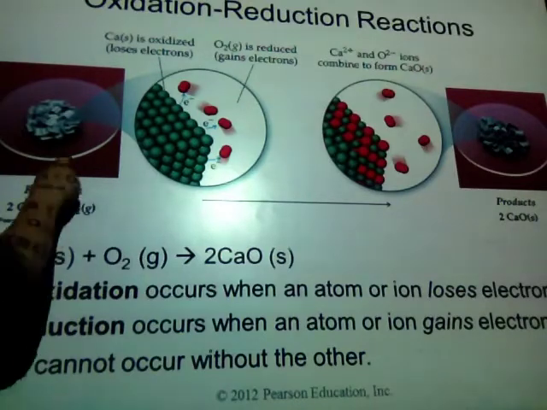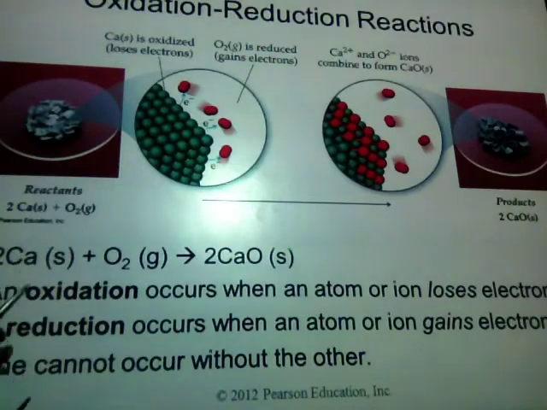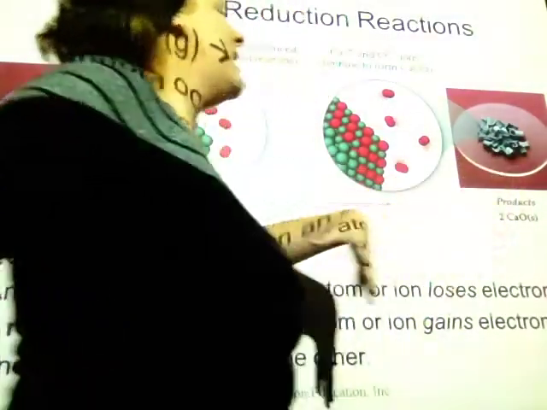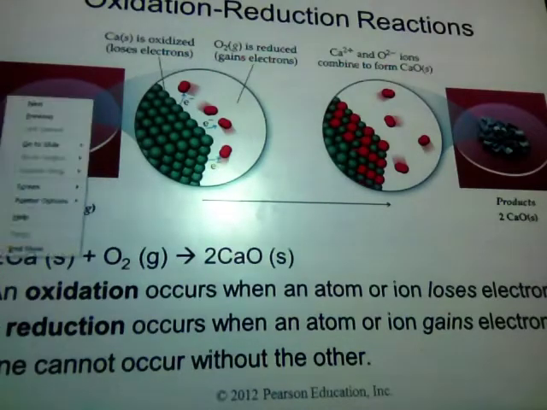I had some calcium pieces of metal that were here. This calcium was reacting in the air, specifically with oxygen in the air. Because of that, it produced a metal oxide, calcium oxide. So calcium, in this case, is oxidized, and oxygen is reduced. And how do I know what's losing electrons and what's gaining electrons? So let's look at this.